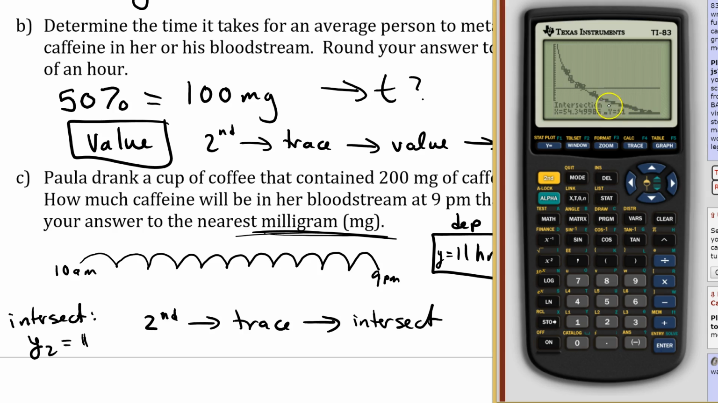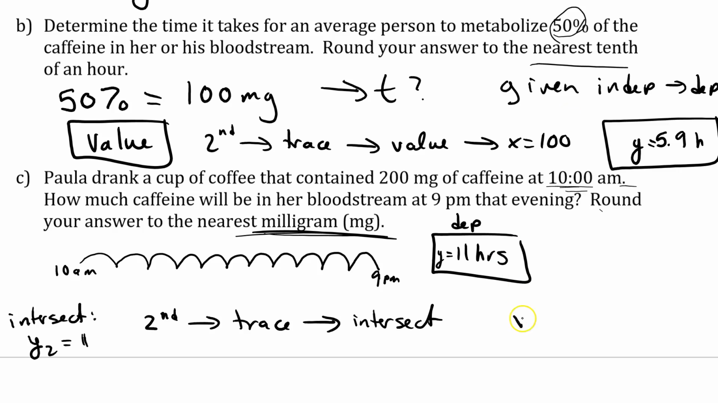So for when the hours equal 11, the intersection point here is 54.34. So if I'm rounding to the nearest milligram, it's just going to be x equals 54 milligrams. So you still have about 1/4, a little bit over 1/4 of the caffeine that you ingested 11 hours later. How crazy is that?